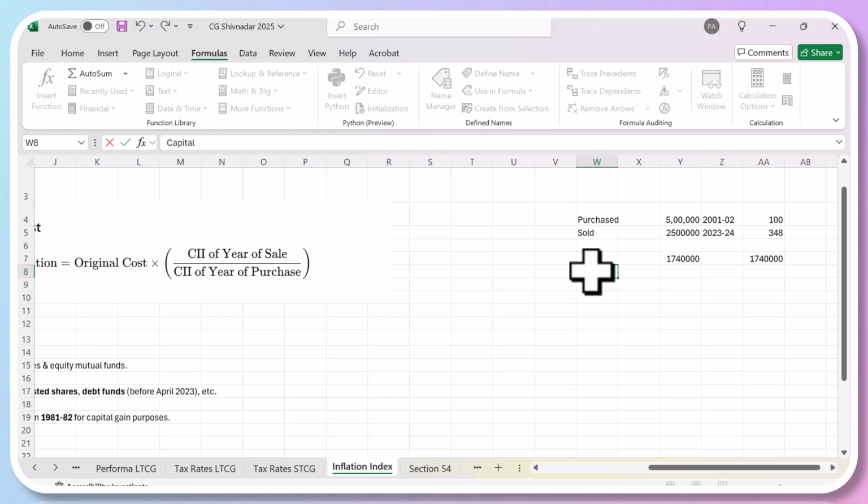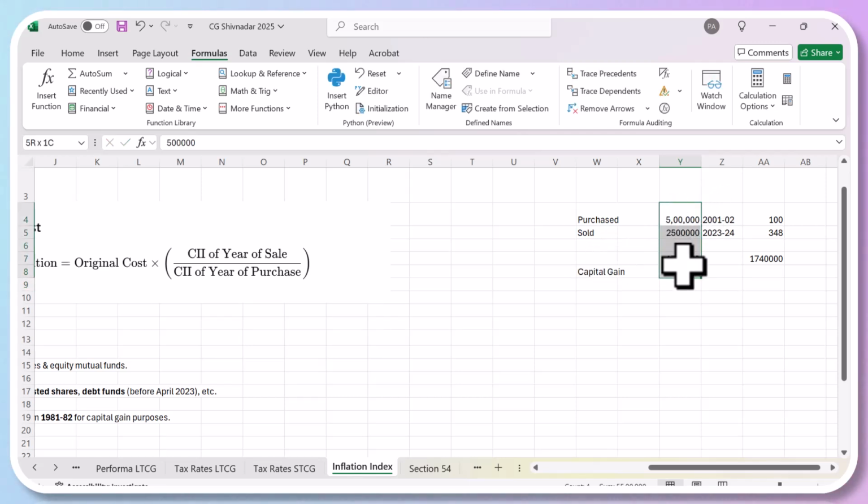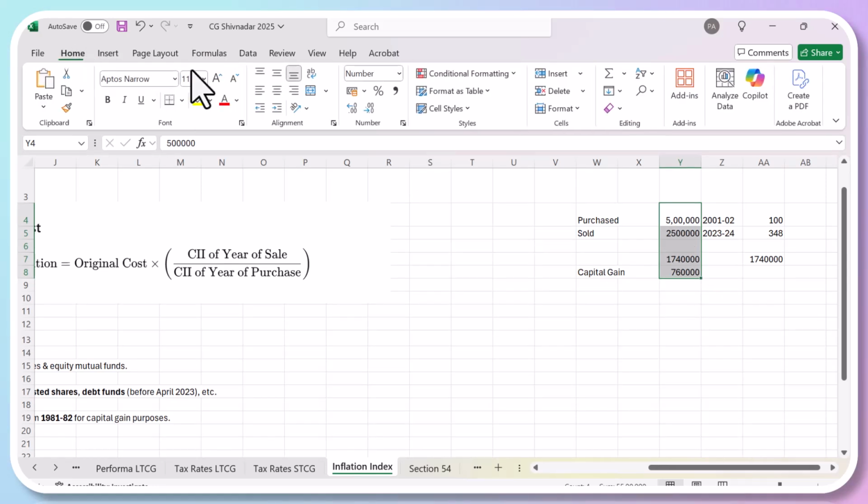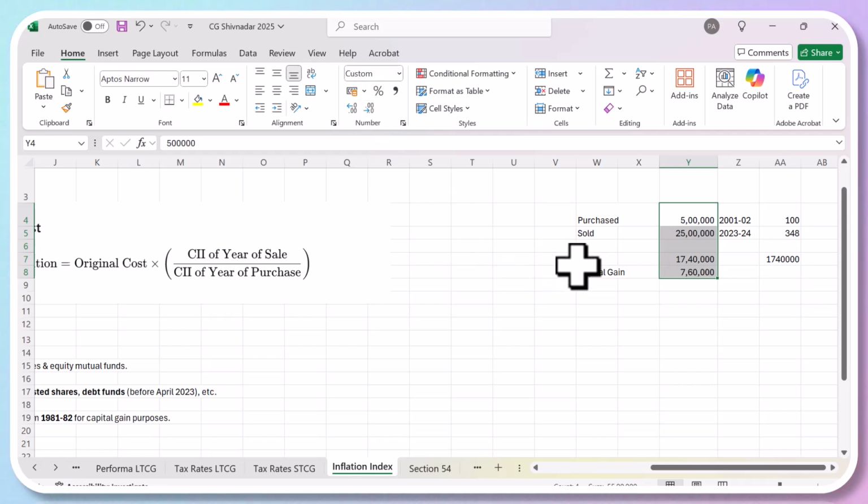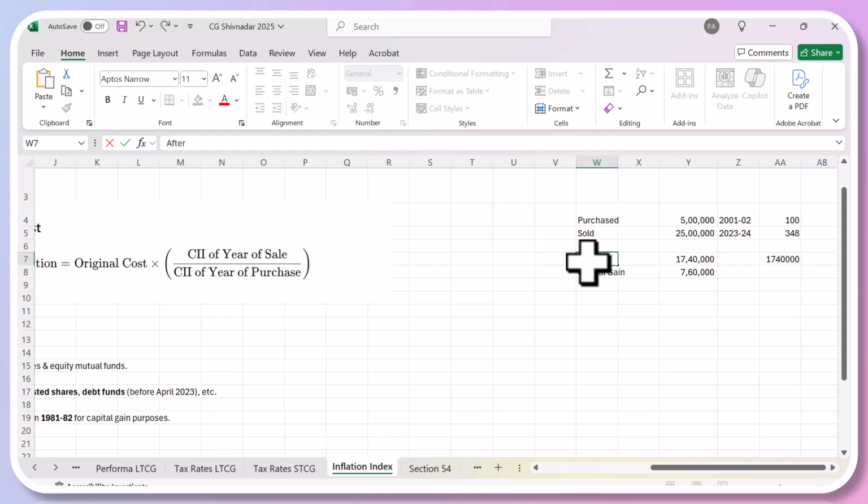Capital gain will be this minus this. Okay. So I'm just making it. So this is after indexation. Cost after indexation. I'll say cost after indexation. I'll just explain again. Cost after indexation.